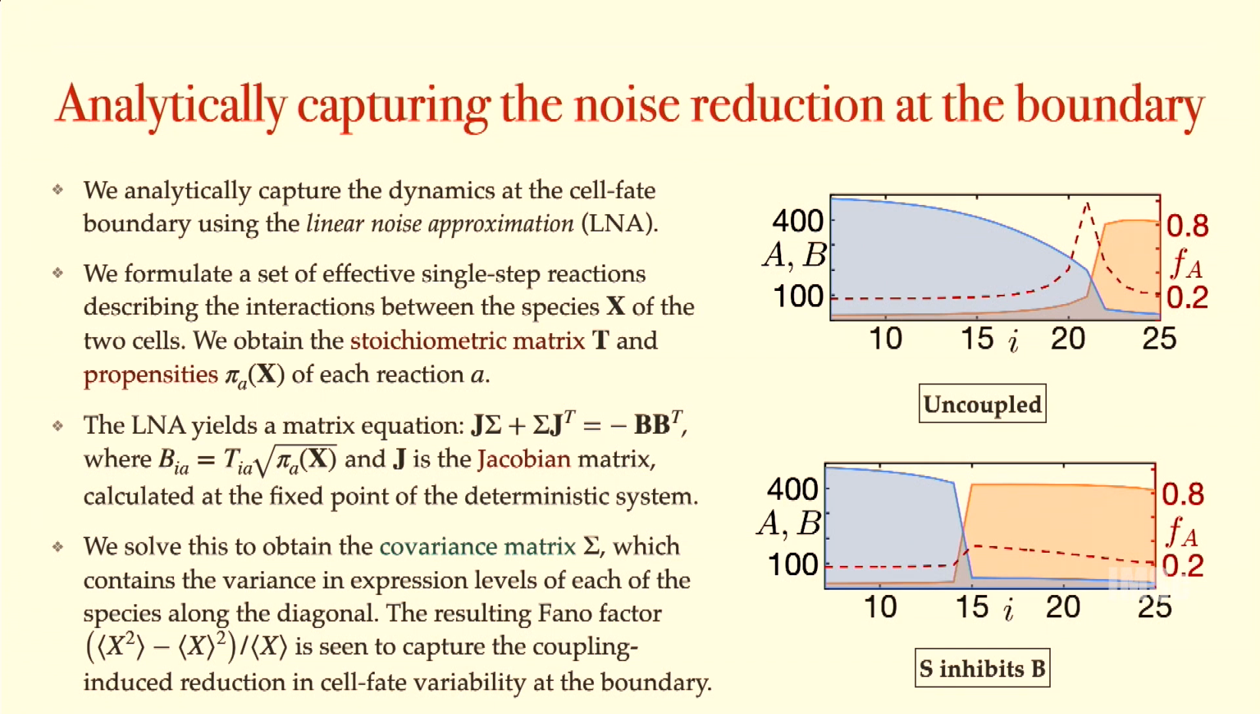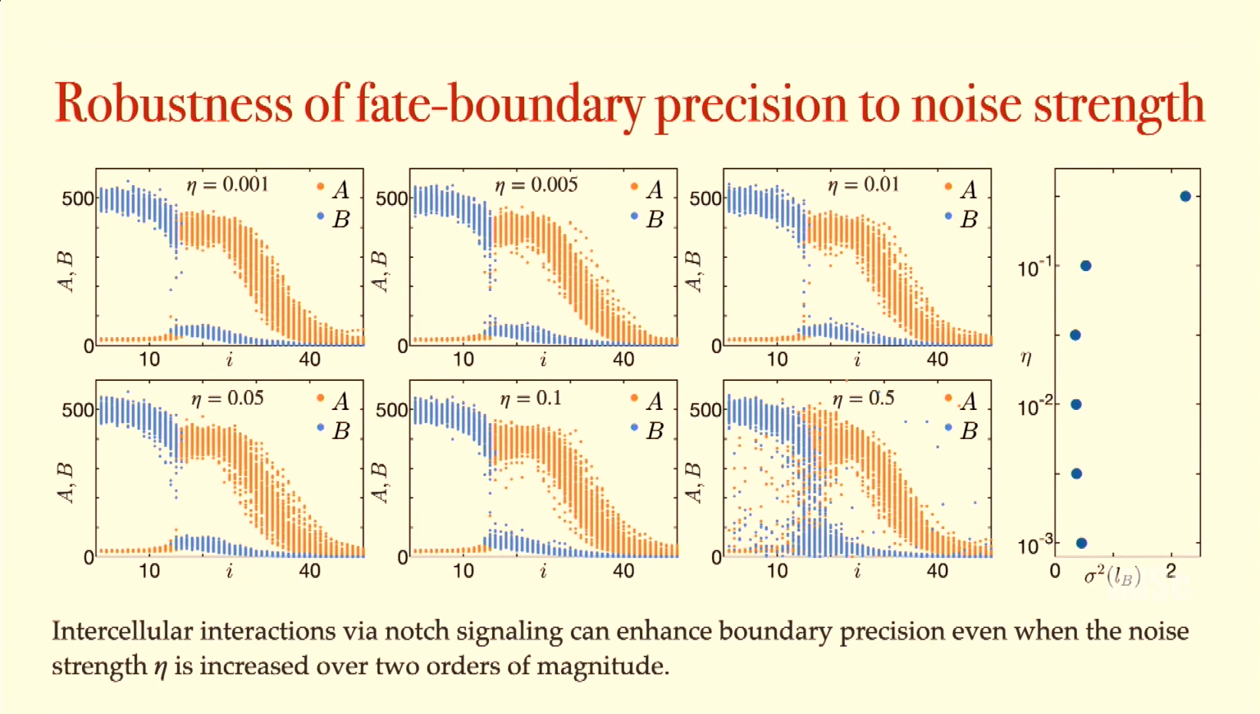One can use the linear noise approximation to work out an analytical argument highlighting the variance in the expression levels at the boundary changes. The dashed lines here are what we get from the linear noise approximation. You see a large fluctuation occurring near the boundary, but as soon as we incorporate interactions, it is significantly reduced. So even by this analytical approach, we can see that our assumption holds.